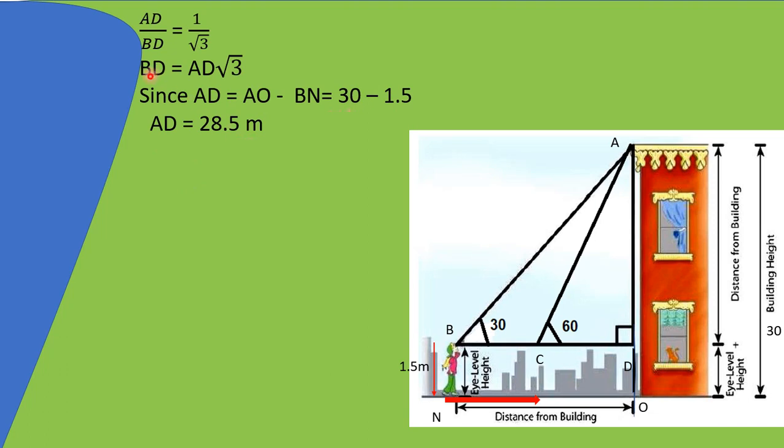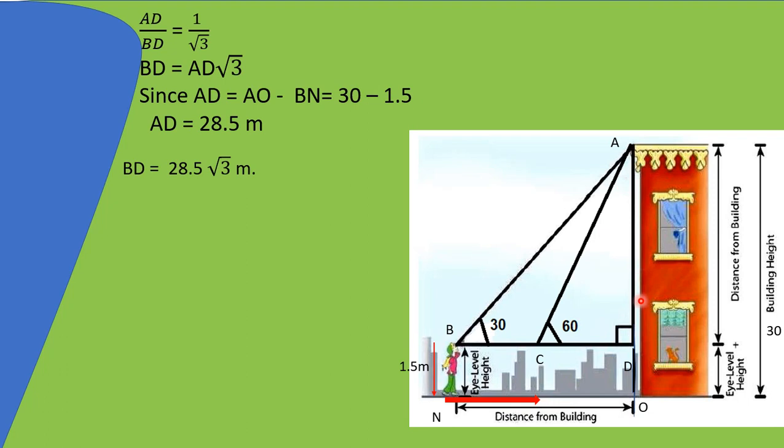Now put the value BD is equal to AD root 3 here. So we get BD is equal to, that is the starting position of the boy from the building, the distance between the boy and the building, previously it was 28.5 root 3 meters. Now we have to find how much distance he traveled.